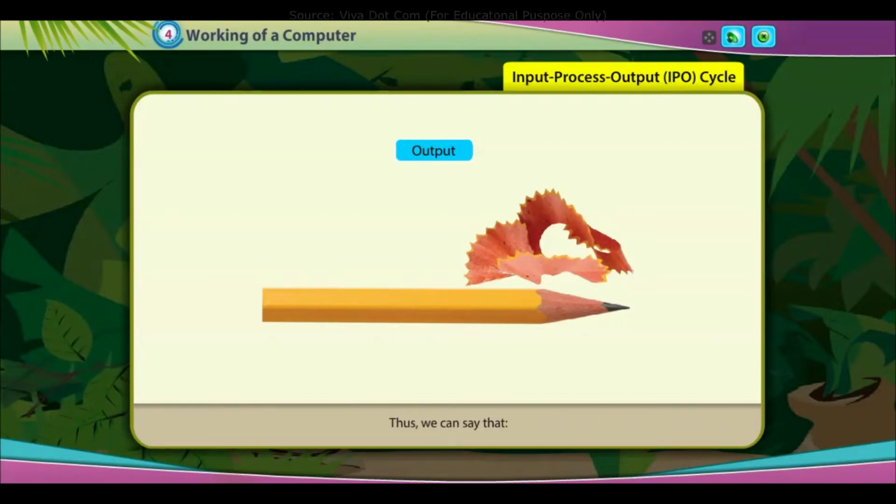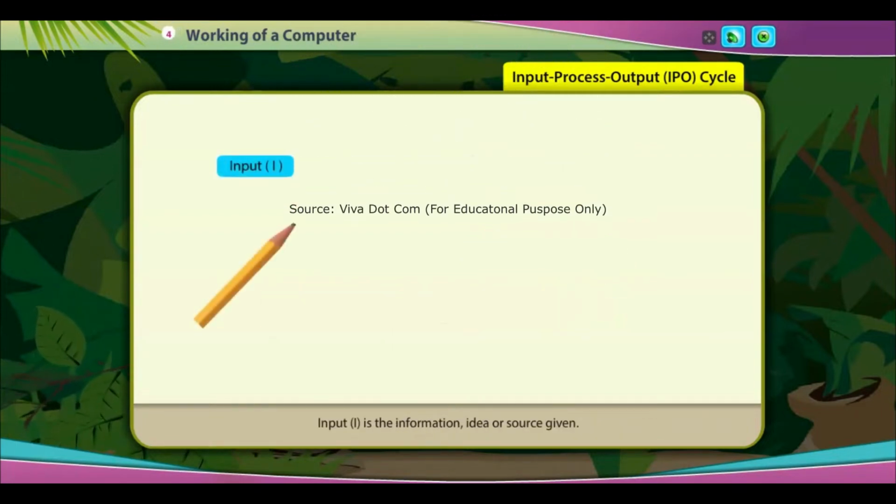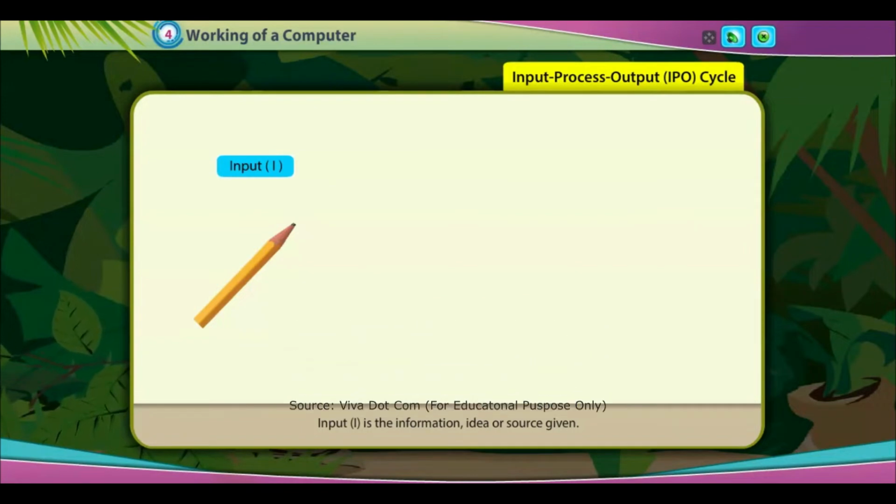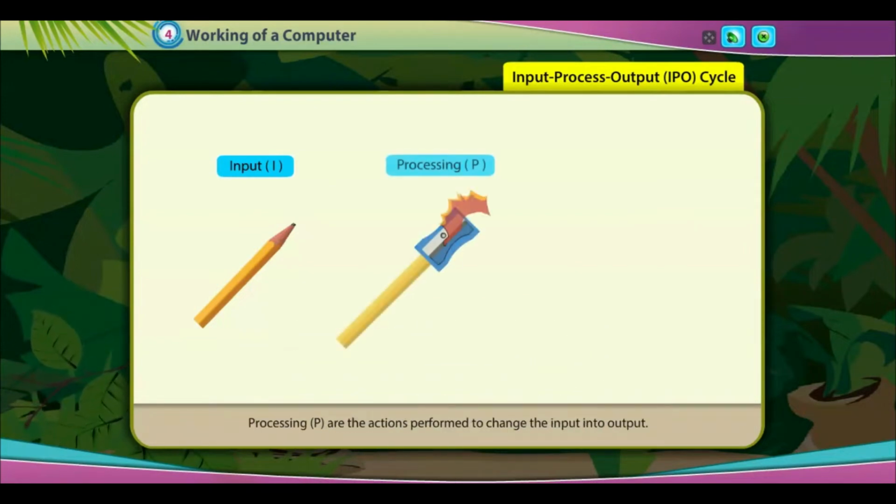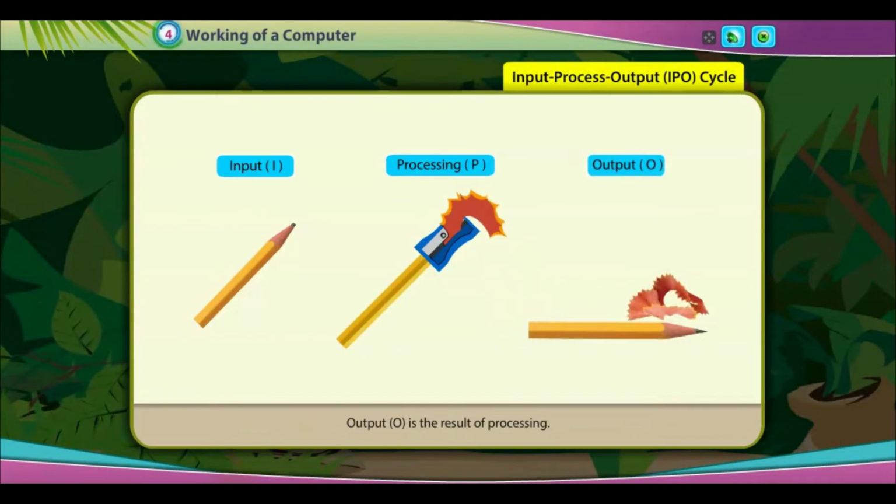Thus we can say that input, I, is the information, idea or source given. Processing, P, are the actions performed to change the input into output. Output, O, is the result of processing.